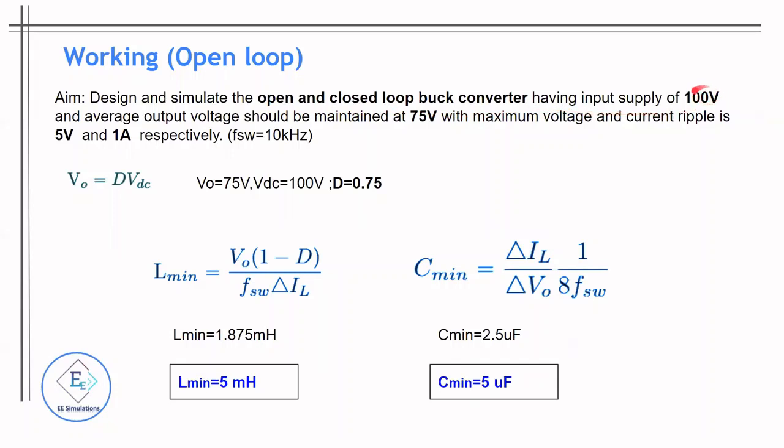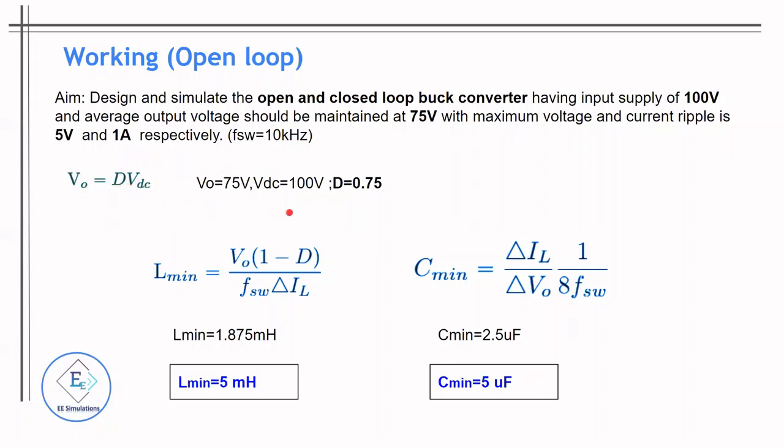So the aim is that we are designing an open loop and closed loop converter having an input supply of 100 volts. VDC means input supply, and the average output voltage should be maintained at 75 volts. The maximum voltage and current ripple are 5 volt and 1 ampere, delta V0 and delta IR, with a switching frequency of 10 kilohertz.